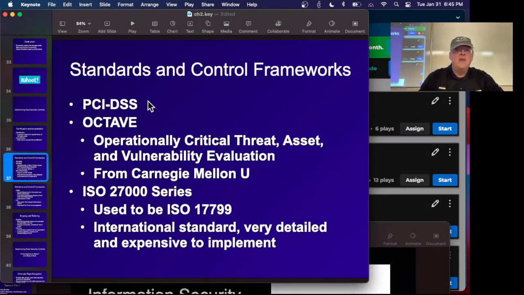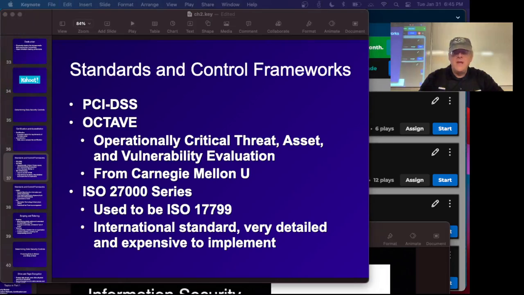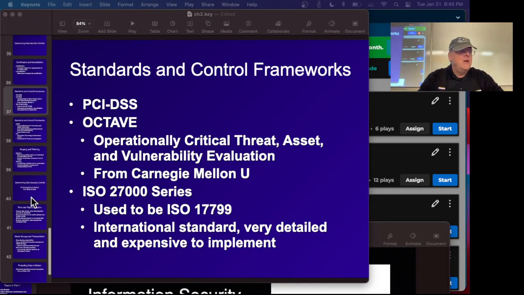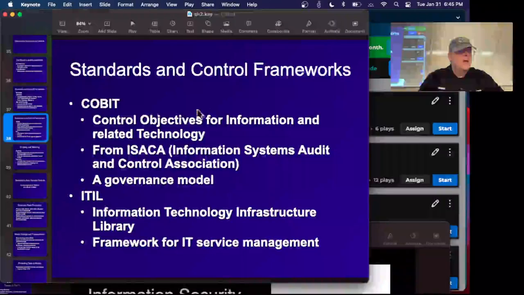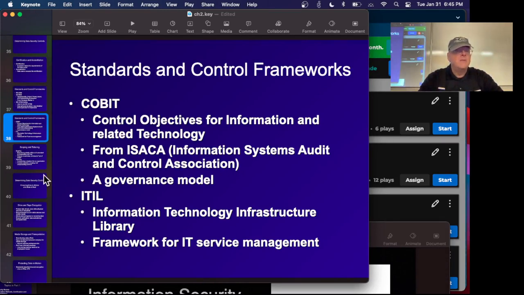So there's a lot of standards out there. We've talked about them. PCI for credit cards. Octave is one from Carnegie Mellon U. And the ISO 27000 series, that's big and expensive, but it means you can play with the big companies if you achieve this certification. And COBIT from ISACA. And ITIL, another one for IT service management. There's just a lot of these. We talked about some of them last time. You'll see them go by again and again. Various standards you can meet, and then you can tell the people you do business with, I meet this standard, and therefore my product is good enough for you if they accept that.